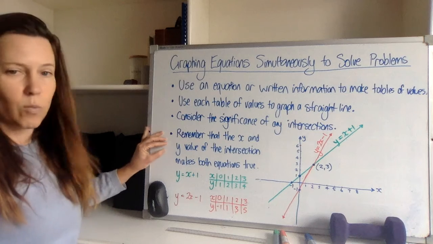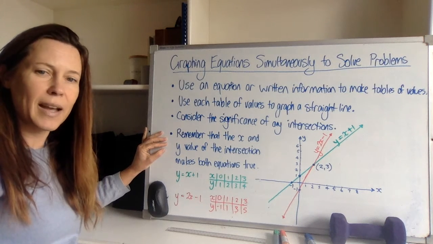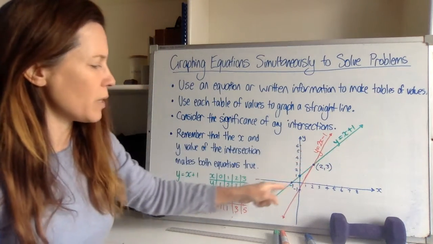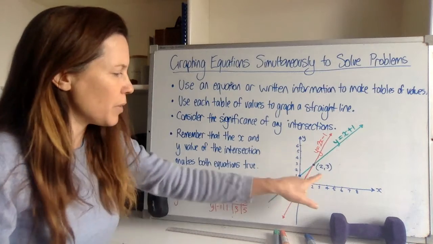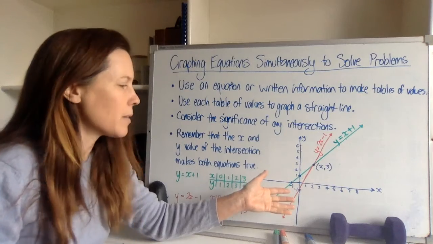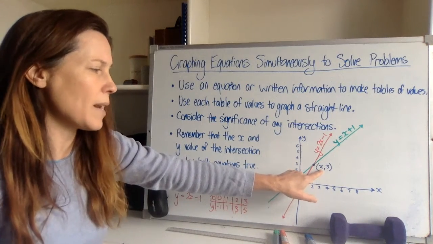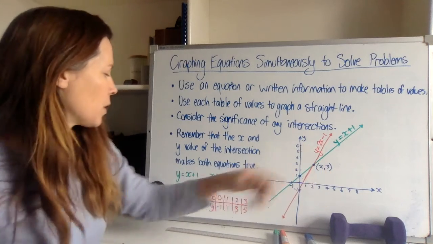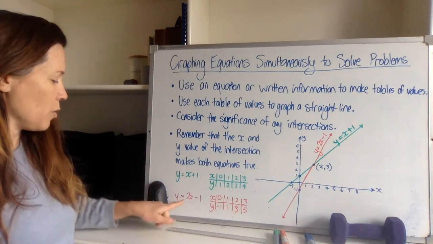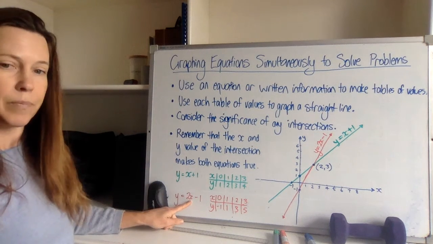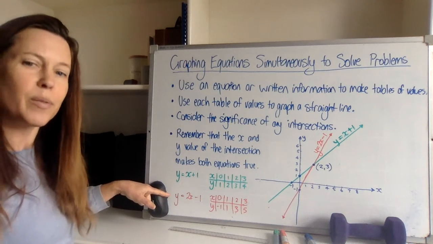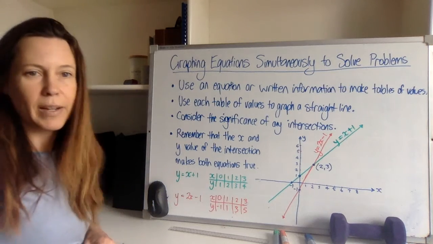Remember that the x and y value of the intersection actually makes both of the equations true. So each of these lines is just an infinite number of points that join up to make a line. But this special point here, 2, 3, it satisfies both equations because it's on both lines. Let's just check. What this means is when x is 2, y is 3. Well, that makes this true because when x is 2, 2 plus 1, y would be 3. But it also makes this one true. If x is 2, 2 times 2 is 4, and 4 minus 1, y is 3. So see how it satisfies both of these equations.